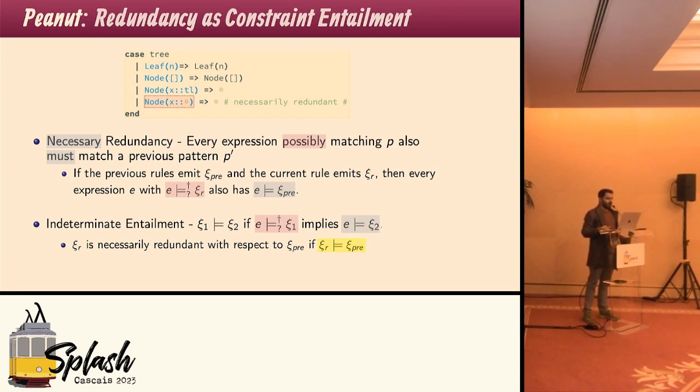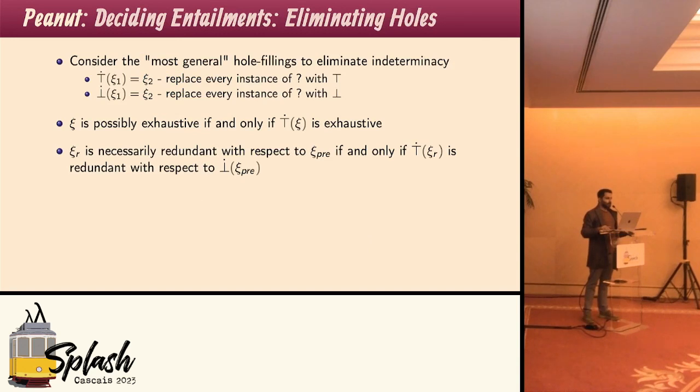And now how do we decide constraint entailment? So this is a little bit tricky because we have unknowns in these constraints. But we could eliminate these unknowns or these holes, okay? So there's a couple ways you might think to do that. One is you replace all the unknowns with a top. The other is you replace them all with a bottom. And it turns out that actually you have to use both of these at different points, okay? So the intuition here is that a constraint is possibly exhaustive if and only if you replace all the unknowns with top, and then it is exhaustive in the more standard sense. Okay, so that's just saying, like, put wildcards in all of the positions and you'll get exhaustiveness checking.